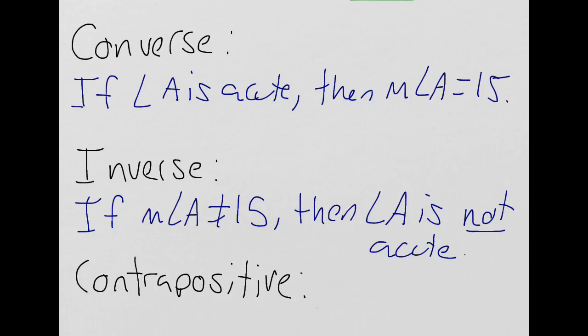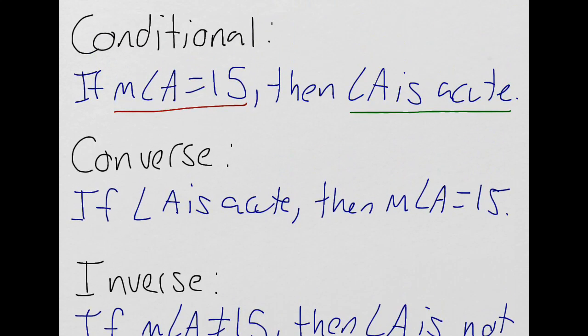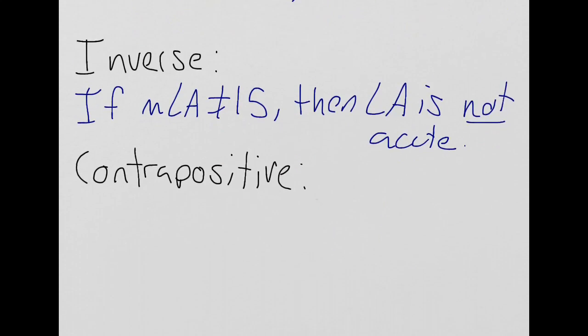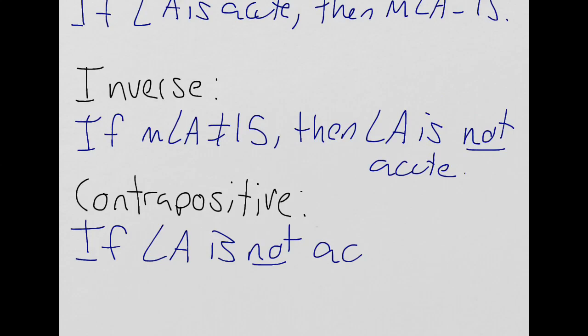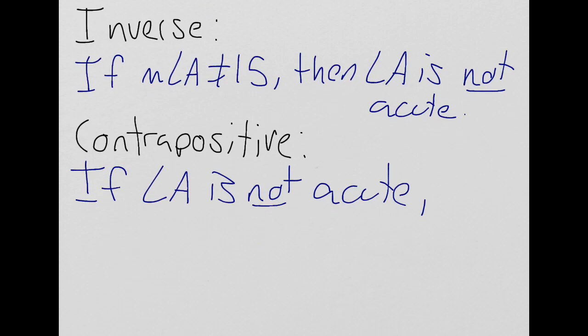Okay, so now taking a look at our last one, the contrapositive. The contrapositive of my conditional statement is going to be where I switch my hypothesis and my conclusion, and I negate them both. I'm going to make them both not. So if I rewrite that, it's going to look like this: if angle A is not acute, then the measure of angle A does not equal 15.